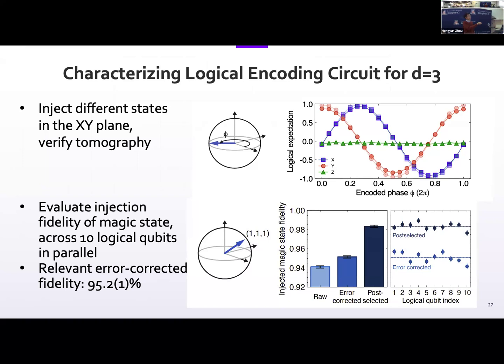And then we can also evaluate the injection fidelity of the magic state across 10 logical qubits in parallel, checking what level of fidelity we get. Here there are several different bars. This is if you just take the raw data and look at the logical expectations, but we can also run error correction or post-select on no stabilizers being flipped. That's more like error detection. And we see these different levels of fidelity. The most relevant one is the error-corrected one, because later on, we'll be comparing it in a setting of having a factory and then having an output qubit. So we'll be focusing on this error-corrected number.